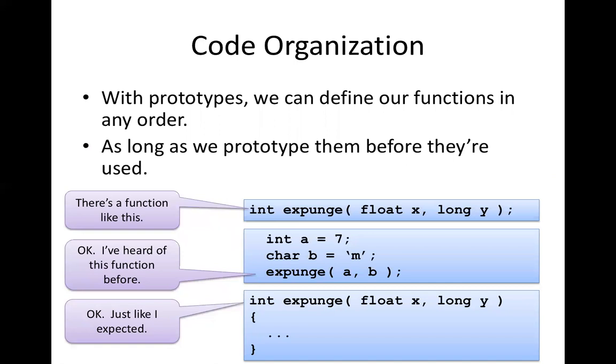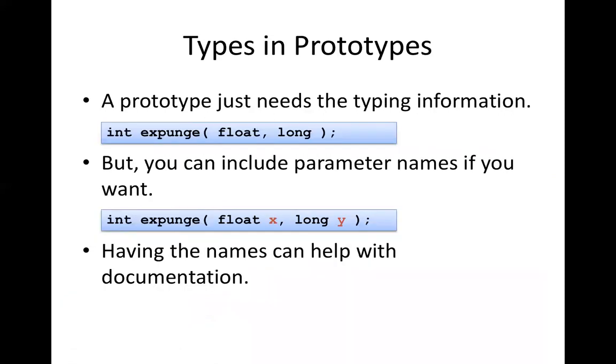Using prototypes gives us more flexibility in how we organize our code. If you wanted to use a function somewhere and then define it lower in your code, you could do that. You would just have to put a prototype up earlier. And lots of people program like this. They might have a main up near the top of their .c file, a bunch of prototypes up above that, and then they define those functions later.